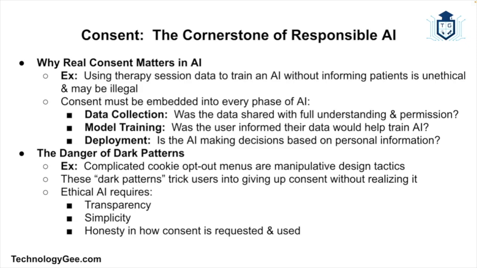And then we have these things called dark patterns and manipulative consent. If you ever tried to opt out of tracking cookies on a website and you found yourself buried in 20 confusing options, well, that's what's called a dark pattern. This is a design trick to nudge you into agreeing without really understanding what you're agreeing to. And ethical AI demands that we avoid these tricks because consent should be clear, simple, and honest.